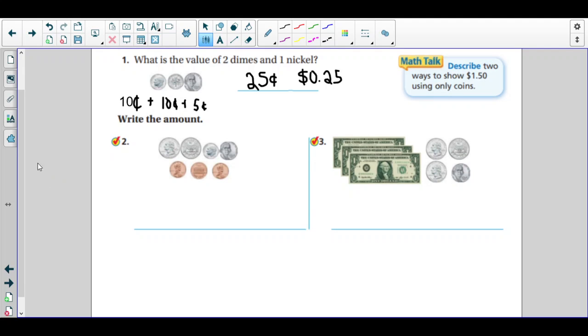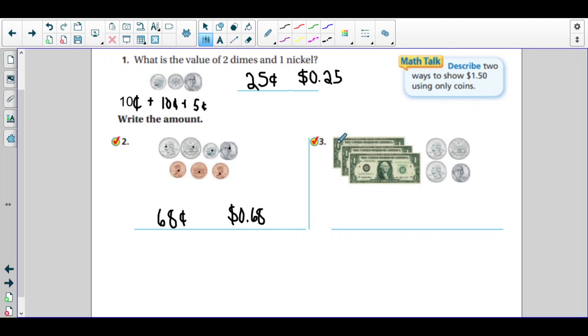Let's see what we have down here. All right. Oh, and that's the back side of a quarter. Let's not get fooled on that. All right. 25, 50, 60, 65, 66, 67, 68 cents. Or $0.68.